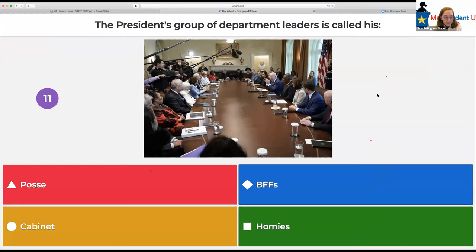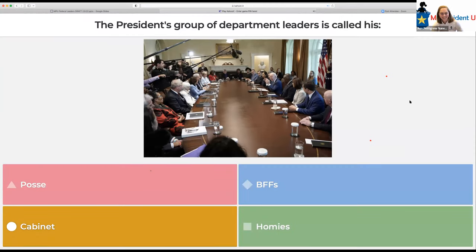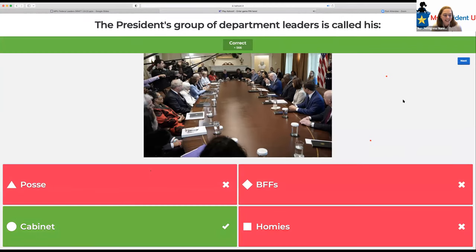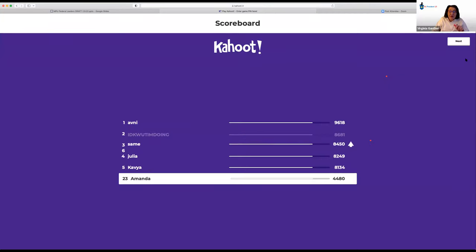BFFs, cabinet, or his homies. And it's true, the cabinet, which is pictured here. Think about it. Those are the closest advisors, and look how many there are. And it's not very private, is it? Look at this. I don't think every meeting is closed door. Look at all these cameras and speakers. That is a very intense meeting. That is a cabinet meeting. They have to leave their cell phones outside. They're not allowed to go in with a cell phone.